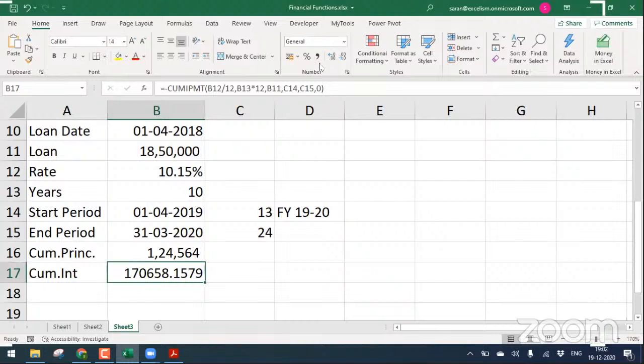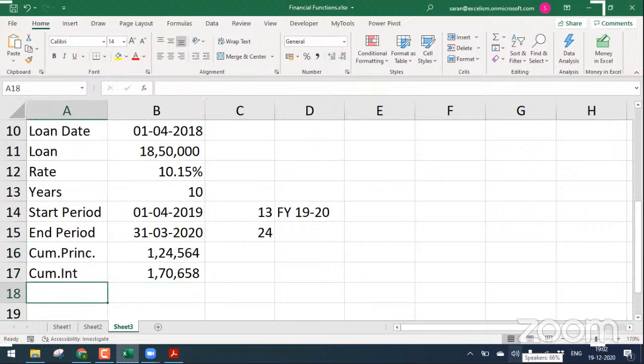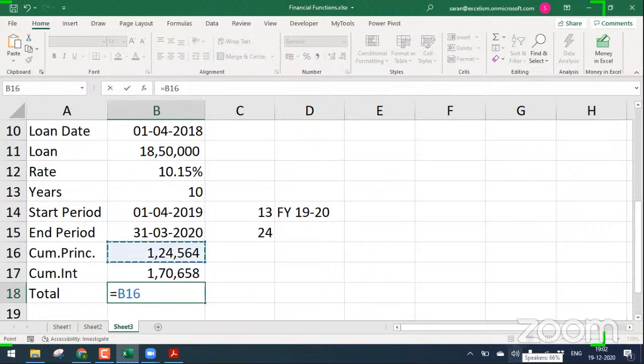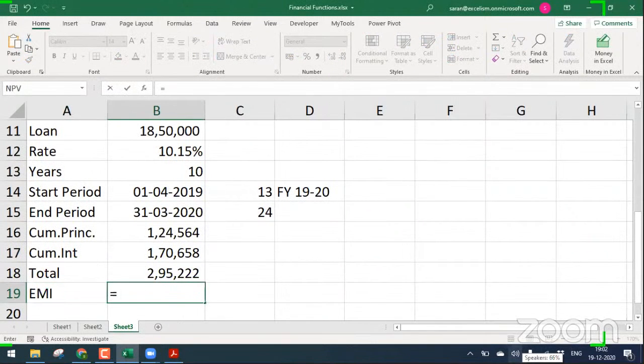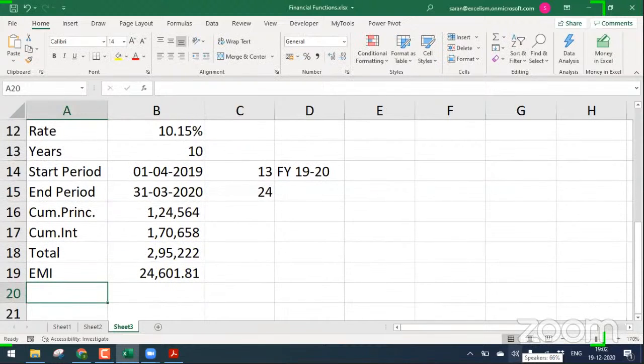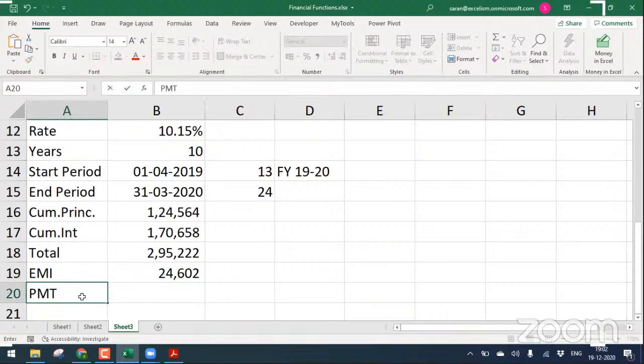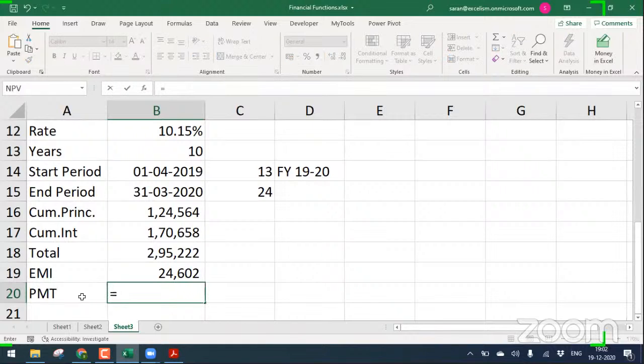So from 13th period till 24th period, he paid this principal and this interest. The total he paid is this plus this. You know what is an EMI? This divided by 12. Okay. Can we calculate EMI now to cross check whether this is correct or wrong? Okay. I think you are not trusting Excel because you all are saying yes.